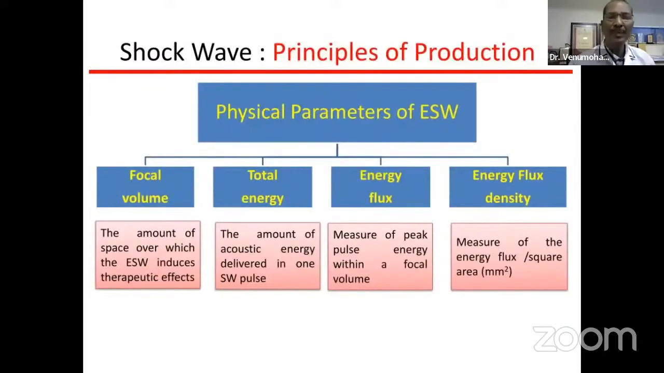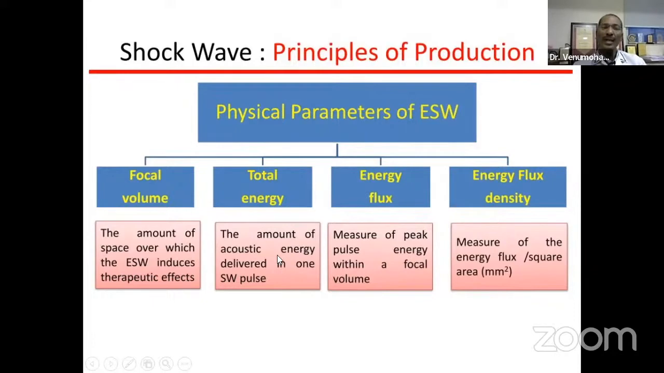Now coming to the principles of production, there are 4 parameters in shockwave. The first one is the focal volume. Here, it is the amount of space in which the shock wave induces the therapeutic effects. Like the magnetic field, which can be felt in the area around the magnet, very similarly the focal volume is the area where you can see the therapeutic effects of the shock wave. Then we have the total energy.